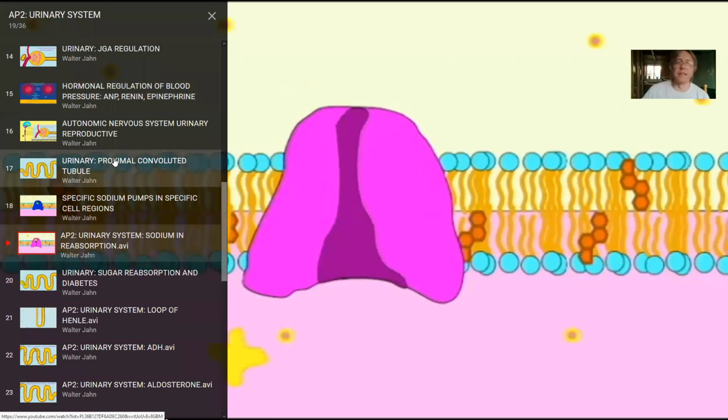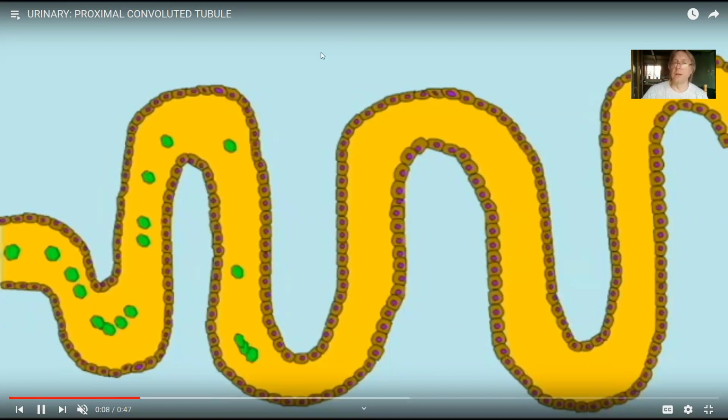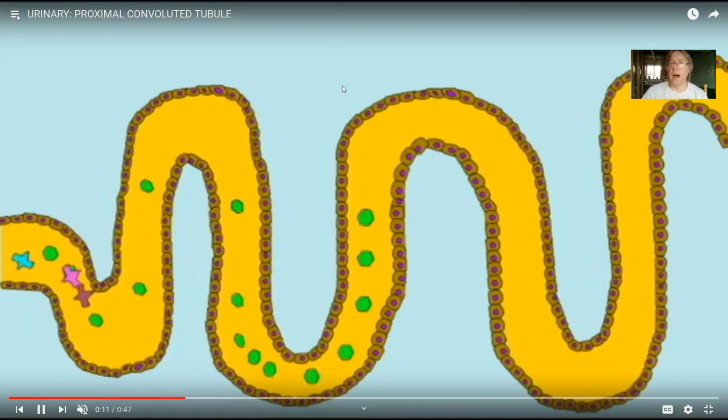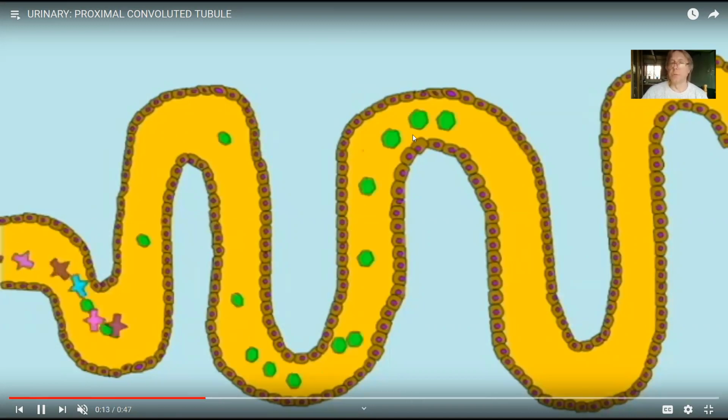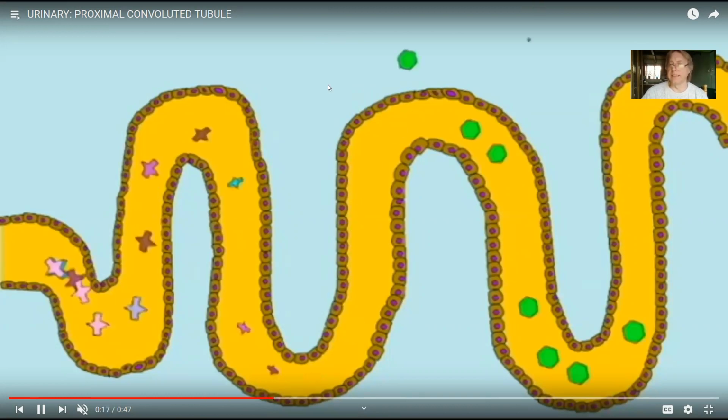An enormous percentage of this reabsorption occurs in the proximal convoluted tubule. There are sodium pumps pumping sodium into the peritubular capillaries, and then chlorine follows, water follows, and then those symport pumps allow for the absorption of glucose, amino acids, and the like.